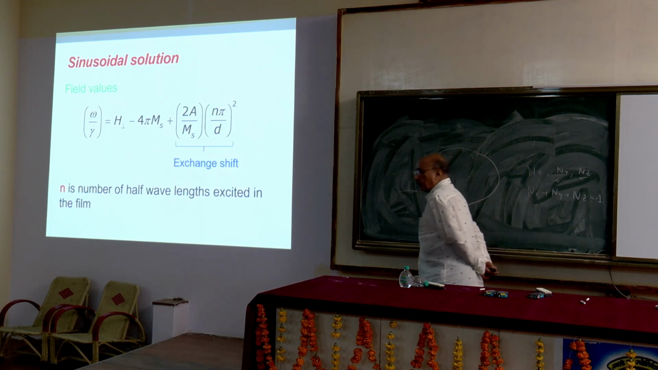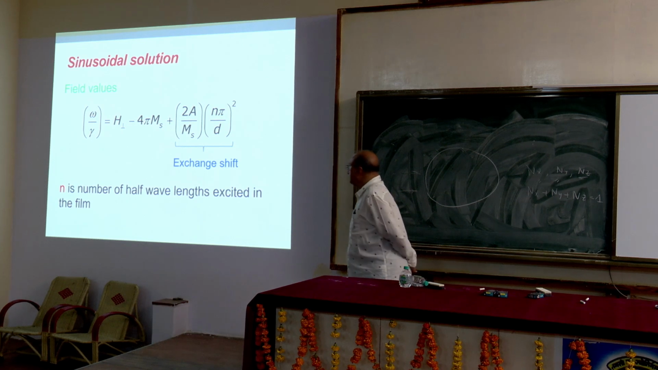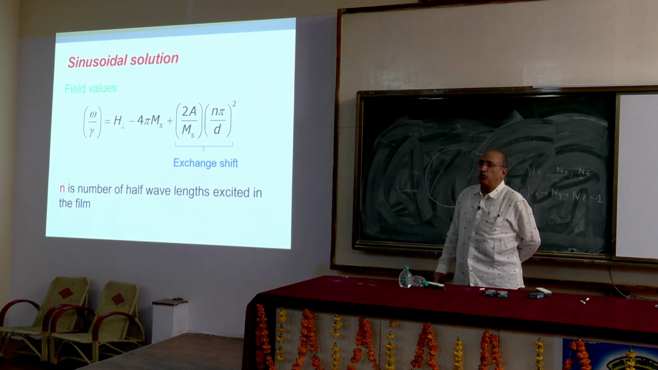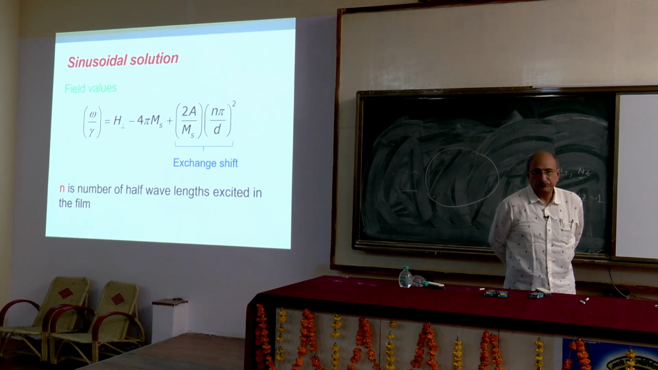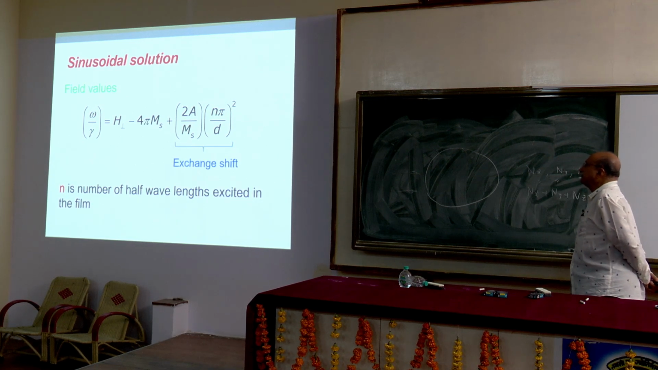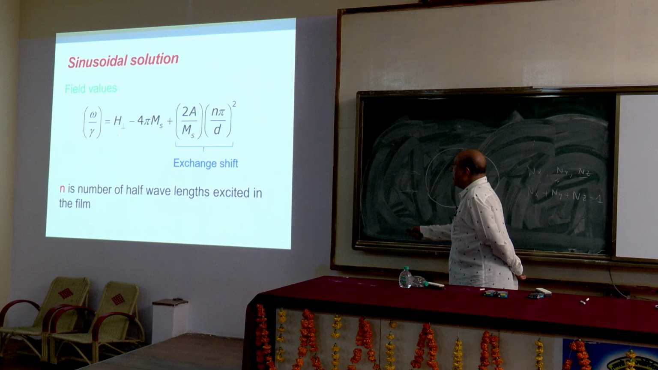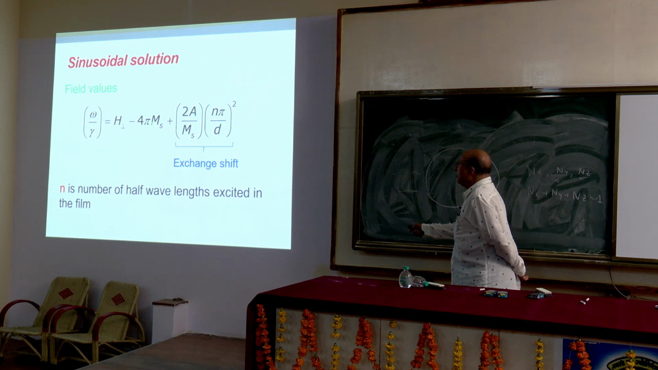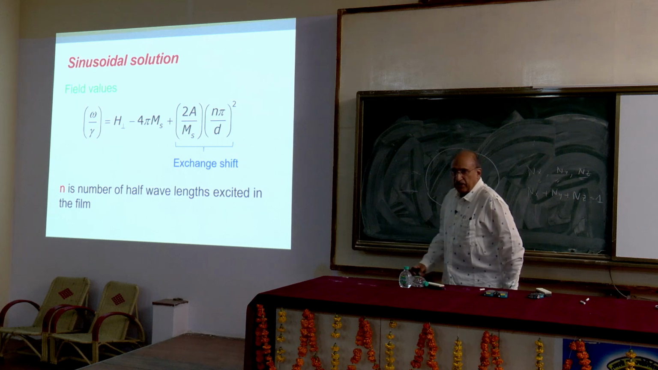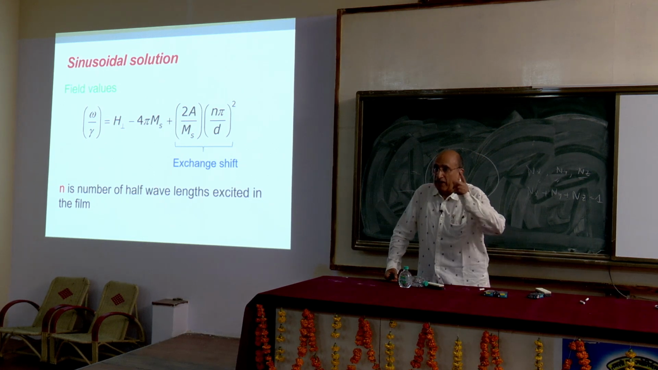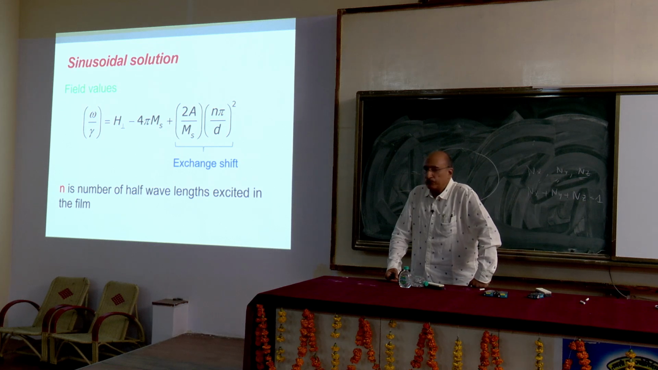If you solve this particular equation under these boundary conditions, this is what you will get as the field values for perpendicular resonance, where the original value was omega by gamma equals H perpendicular minus 4 pi Ms. Remember, the perpendicular field will always be larger because of the 4 pi Ms, so it will be omega by gamma plus 4 pi Ms.